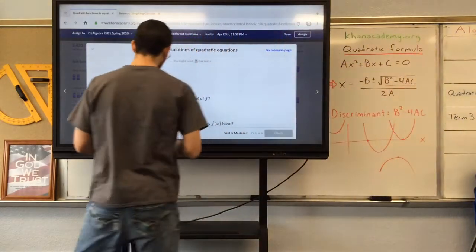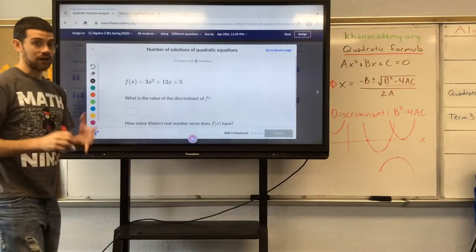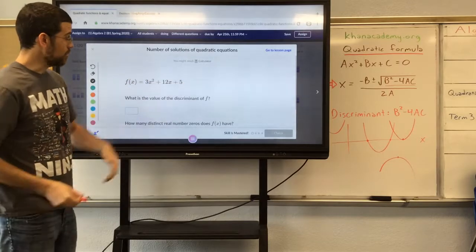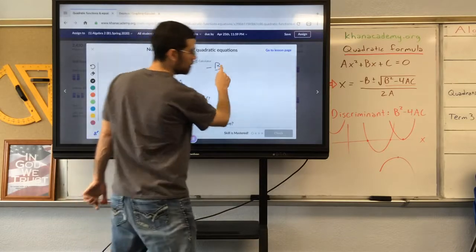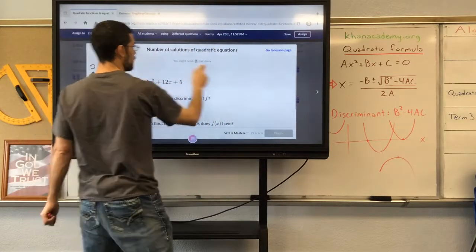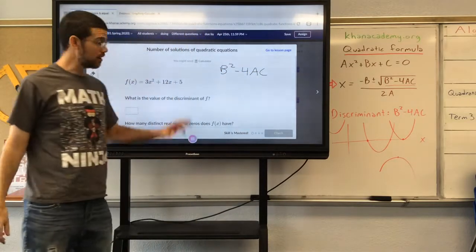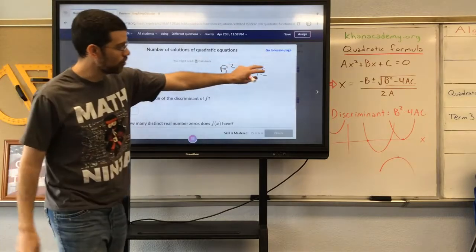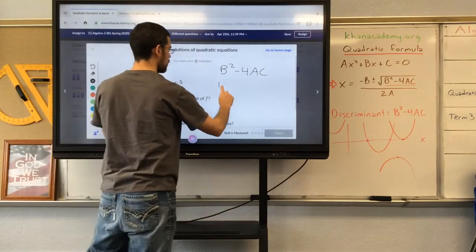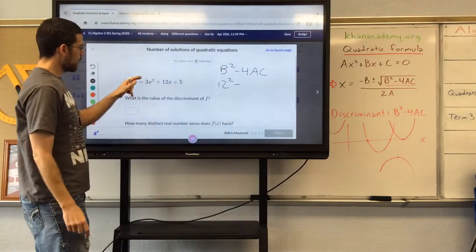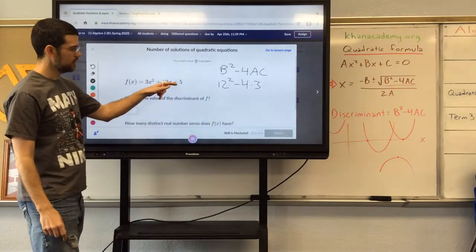Okay, so then what we're going to see in this problem is all we have to do is identify the discriminant. Well, here's the discriminant. It's b squared minus 4ac. That's the only thing that you look for. That's what the discriminant is. It's this part of the quadratic formula. So in this case, b is 12, a is 3, so 4 times 3 times c is 5.